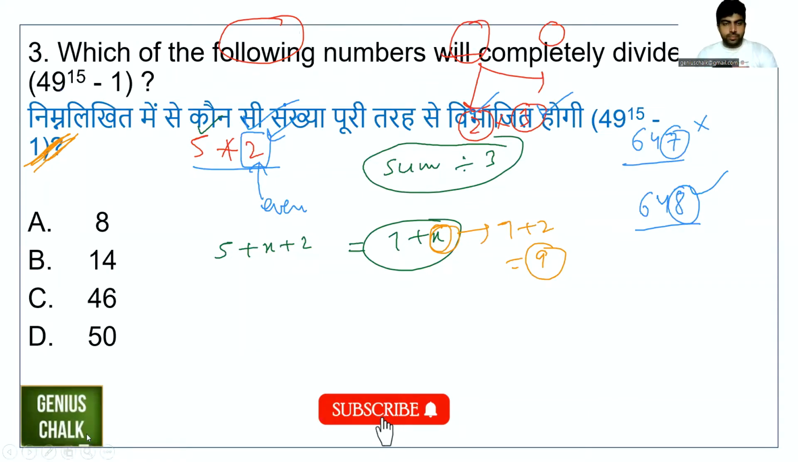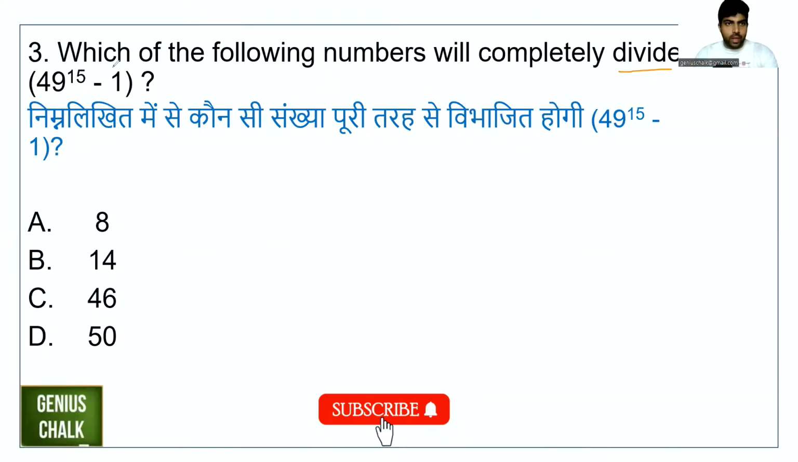Next, which of the following numbers will completely divide this part? 49 to the power 15 minus 1. So this is the question we have. We have to break this power in such a way that the number is divisible by any of these options. Our work is to find the answer first.